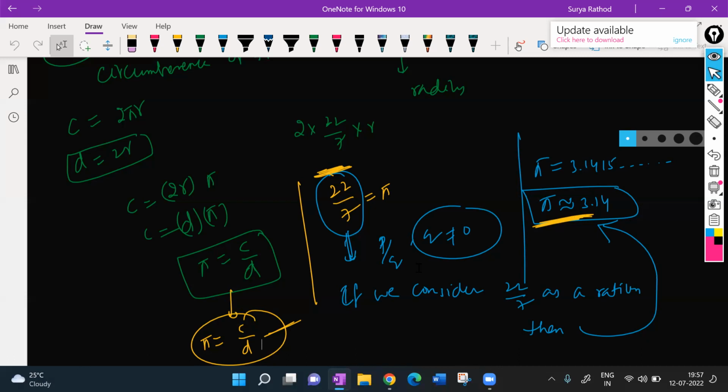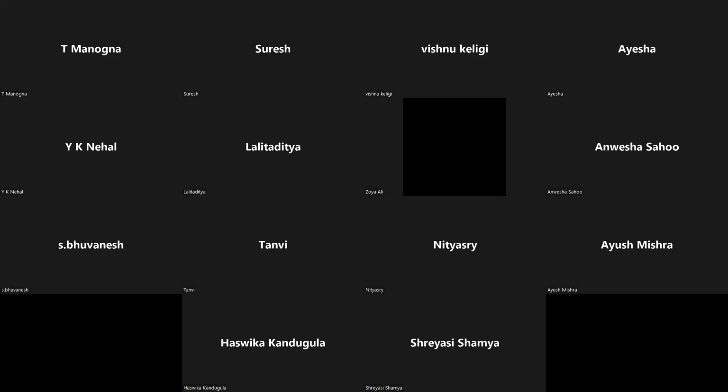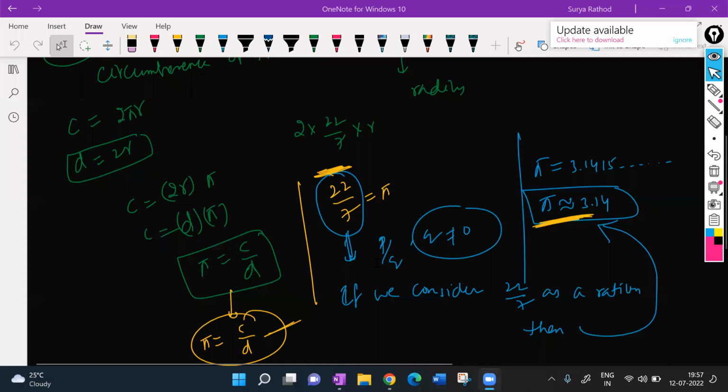Basically, this type of questions are case study based questions. Or else, as I told you, this question can be explained in two ways, beta. See here. Every real number consists of rational numbers and irrational numbers. At the same time, 22/7, if you consider it as a rational number and convert into decimals, it is non-terminating, non-recurring decimal. Understood my point? 3.14159 and so on. It never ends and it never repeats.